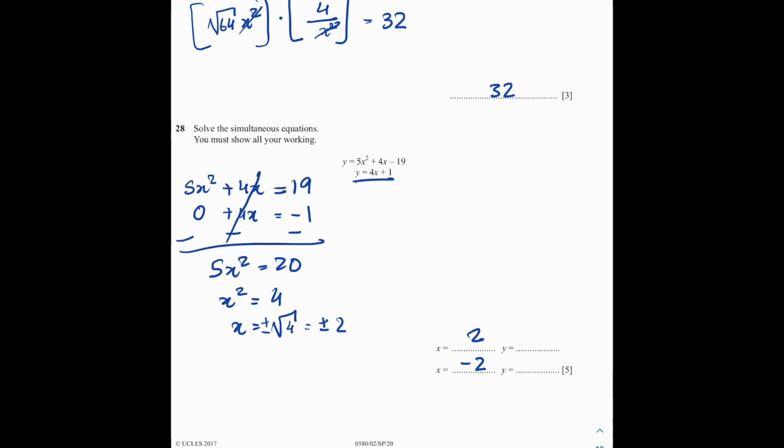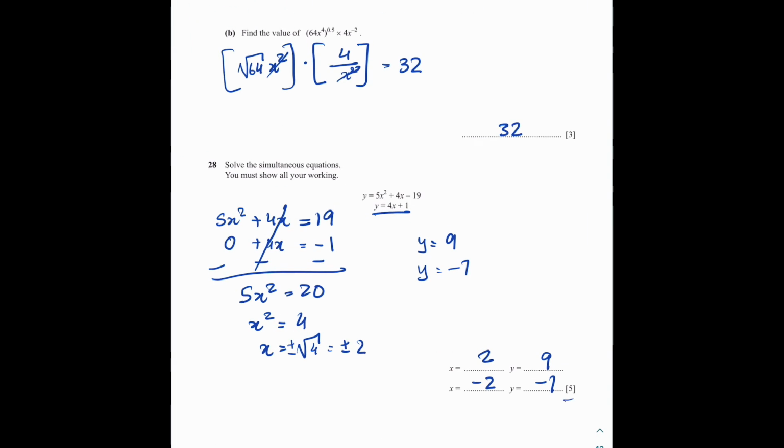Let's use this equation right here. If x is equal to 2, then y is equal to 4 times 2 is 8, 8 plus 1 is 9. So when x is equal to 2, y is equal to 9. If x is equal to negative 2, that's negative 8 plus 1, negative 7. Simple. Easy 5 points.